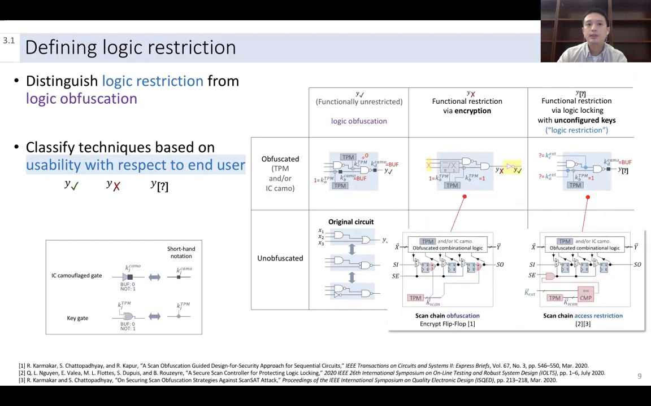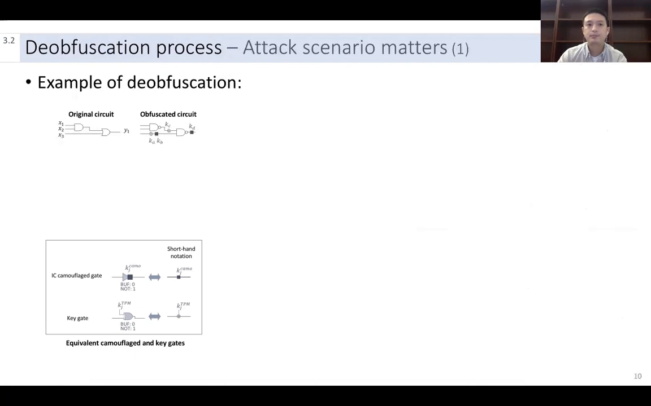So using this classification system, the scan chain protection techniques from earlier can be classified as shown. The new type of hardware defense technique that requires attention here is the one in the third column.